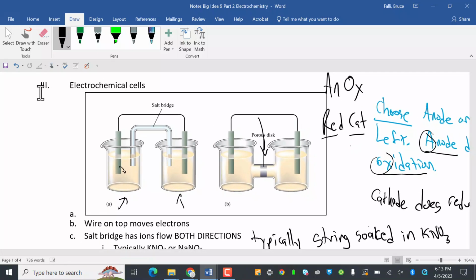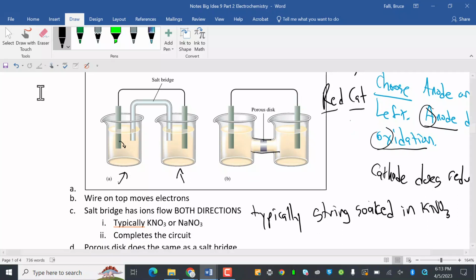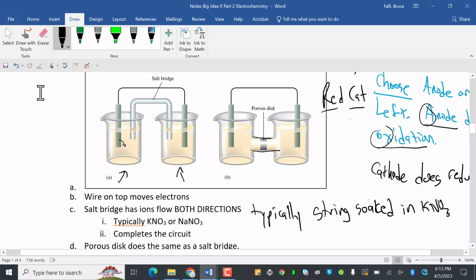Looking at this picture, these are what batteries really are. Got myself a beaker, got myself another beaker. This is a salt bridge. Okay, so ions can flow back both ways there. Instead of a salt bridge, very rarely, but very possibly, you have a super weird beaker with a porous disc. Okay, the wire on top, there has to be a wire between these metals, right? It moves electrons. The salt bridge has ions flow in both directions.